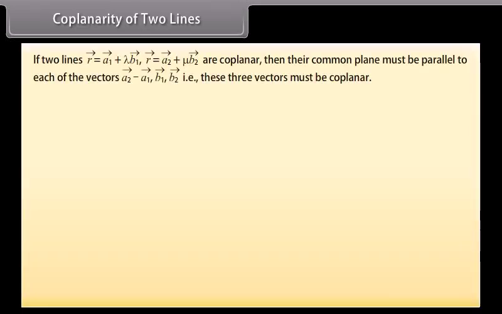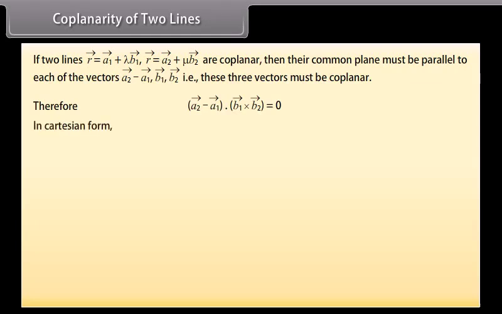Coplanarity of two lines. If two lines vector r equals vector a1 plus lambda vector b1, vector r equals vector a2 plus mu vector b2 are coplanar, then their common plane must be parallel to each of the vectors vector a2 minus vector a1, vector b1, vector b2. That is, these three vectors must be coplanar. Therefore, dot product of vector a2 minus vector a1 and cross product of vector b1 and vector b2 equals 0.